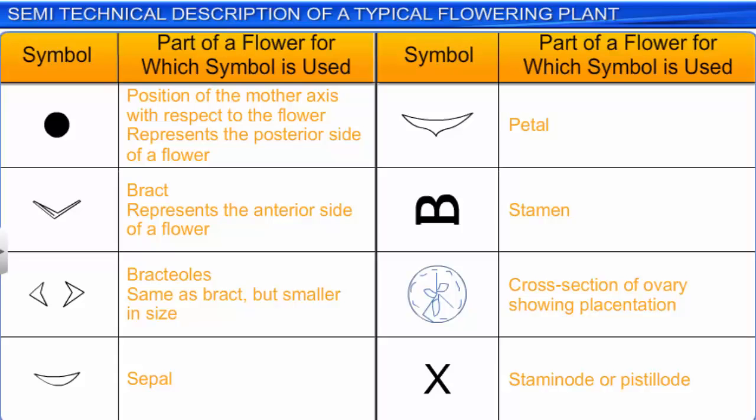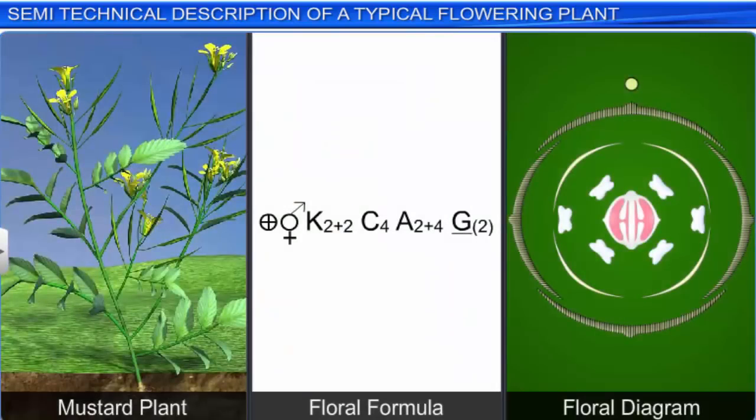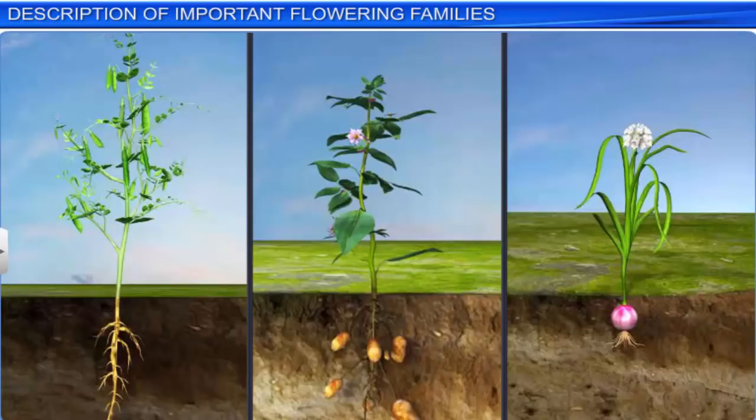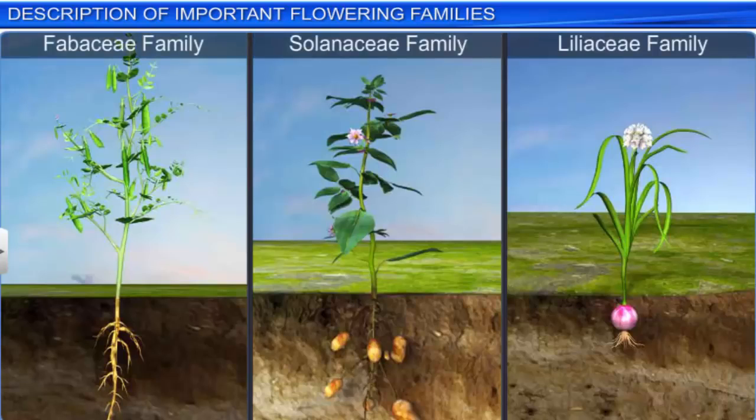Thus, the description of a flowering plant provides vital information about the plant. The description begins with the vegetative and floral characteristics and is followed by the floral formula and the floral diagram. Flowering plants or angiosperms are the most diverse group of plants on Earth. These plants are categorized into different families based on their morphological characters. Let's describe a few important flowering families.